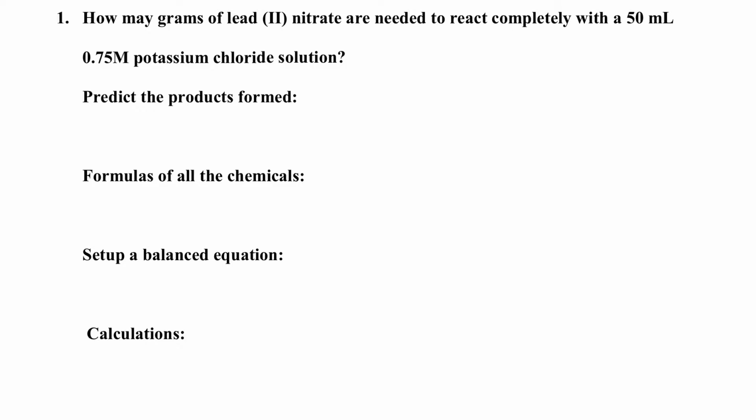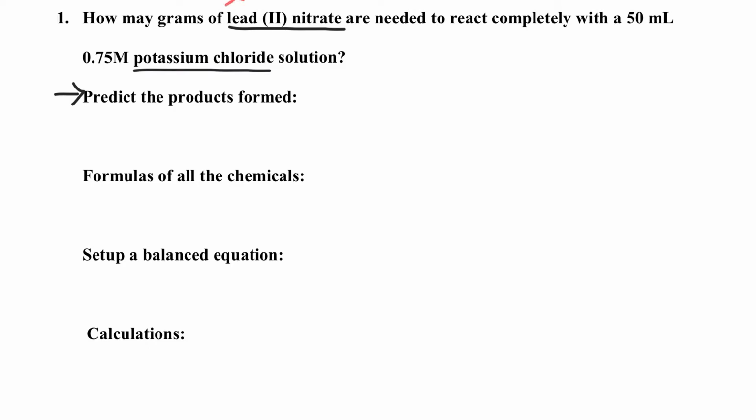We will start off with the very first thing you need to do, which is to predict the products' form. This is your reactant number 1. This is your reactant number 2. Notice that I'm not asking you to find their formulas first. I'm asking you to predict the products' form. There's a very simple way to do that. All you need to do is, let me use a different color.